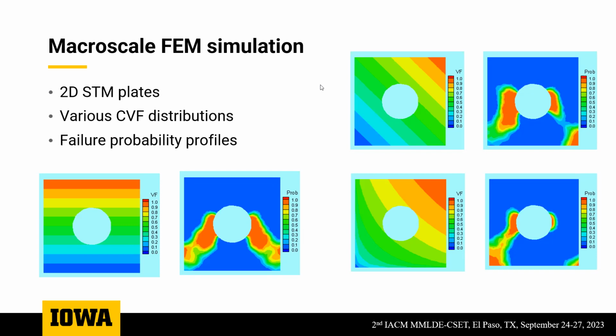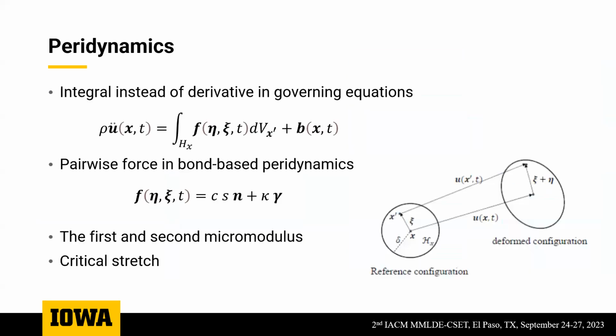As I mentioned, when we use finite element simulation, it is difficult to do the simulation at the macroscale when the ceramic volume fraction is between 25% and 75% because it is hard to mesh. Therefore, here we use peridynamics to redo the study. In peridynamics, in the governing equation, instead of derivatives, we use an integral term. Here we use a bond-based peridynamics.